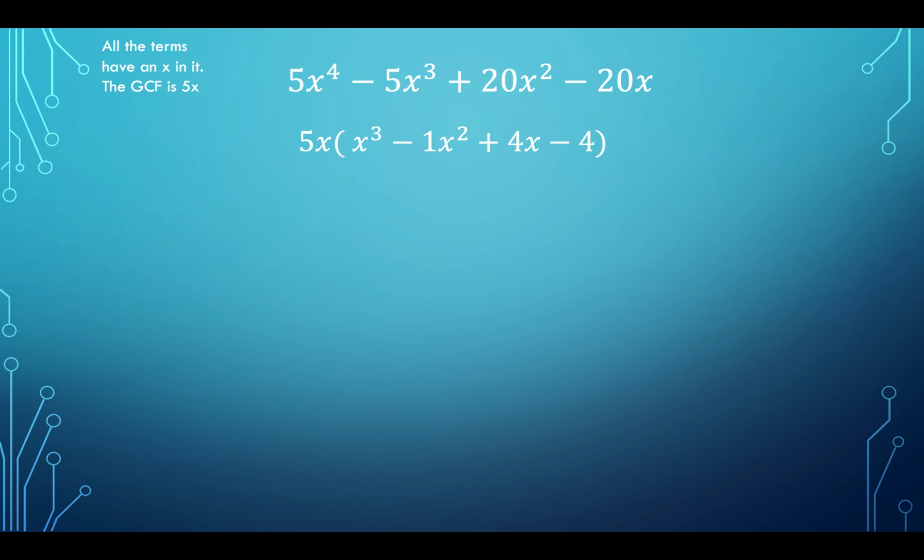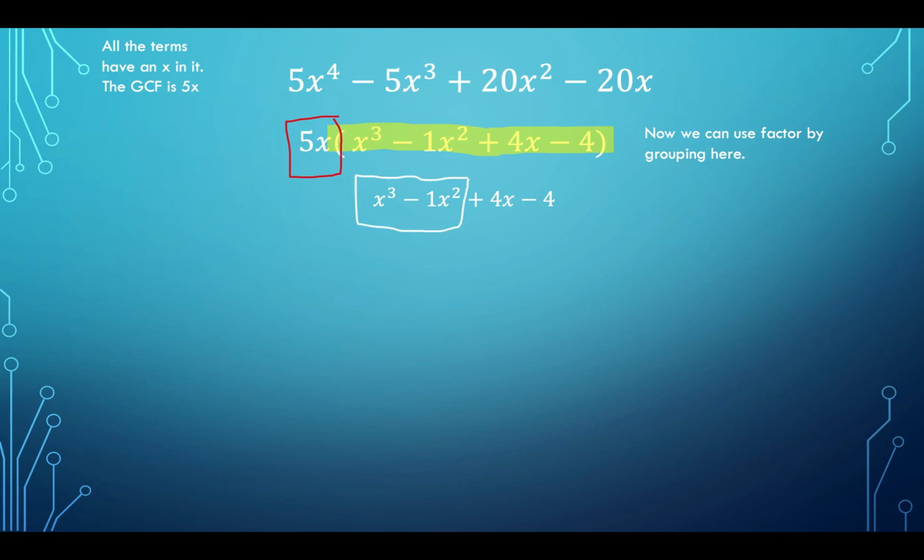Now what we have here in yellow, we can go ahead and use factor by grouping. And then this 5x that we have over here, we're going to come back to it at the very last step. So we're going to use factor by grouping. x to the third minus 1x squared plus 4x minus 4, breaking it up into two separate problems. x to the third minus 1x squared, and 4x minus 4. So we're going to find the greatest common factor between the first one, and that is x squared. And the factored form becomes x squared times x minus 1.